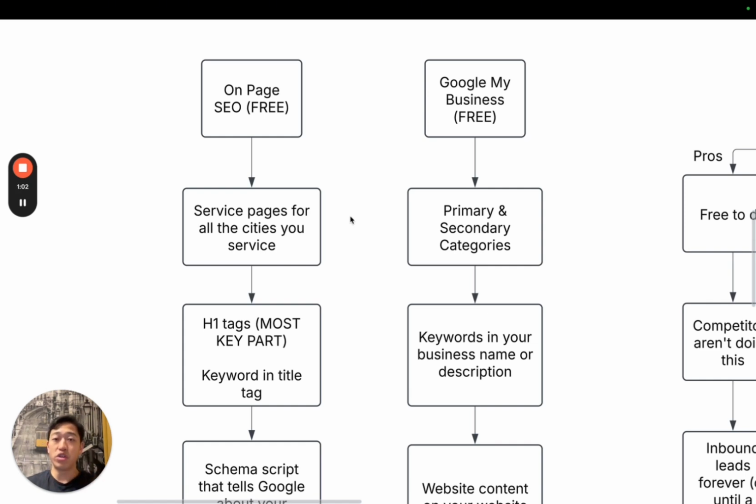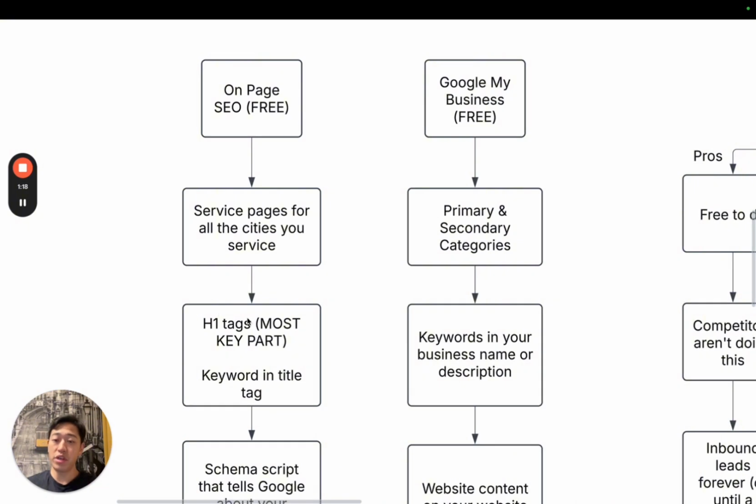In reality, what you should be doing is targeting the smaller cities, targeting the neighborhoods, and ranking for those keywords, because those are more long tail keywords, and your biggest competitors aren't ranking for those. So that's where we can find a lot of edge in our marketing.